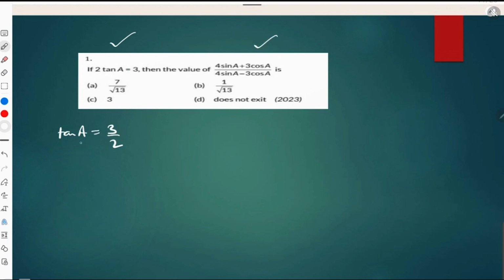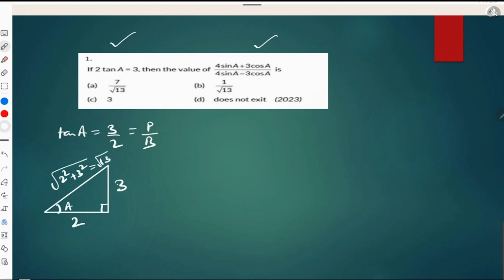So if tan A is 3 by 2, from a right angle triangle, if you call this angle as A, what is tan A? Perpendicular by base. That is 3 here, 2 here. And then what will be this value? By Pythagoras formula, hypotenuse square equal to side square plus side square. That means 2 square plus 3 square. That value is root over 9 plus what? Root 30. So hypotenuse value is root 30.